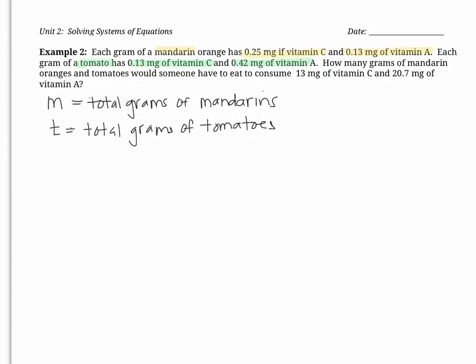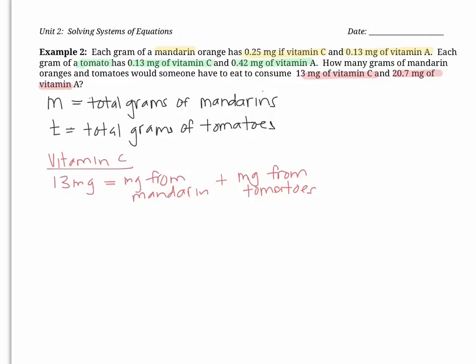So now let's use this information that we're given. We've got all this information about mandarins and tomatoes, and what's the goal? We want to consume a total of 13 milligrams of vitamin C and 20.7 milligrams of vitamin A. So what do we know about vitamin C? Well, the total vitamin C that we want is 13 milligrams. And we know that has to be equal to the milligrams from a mandarin plus the milligrams from the tomatoes. By the way, if you think this is a silly question, they're all kind of silly questions, but let's just keep going with it. Okay, so what the heck are the milligrams for mandarins?